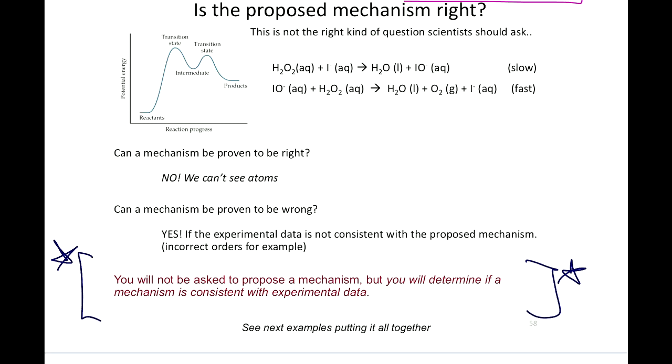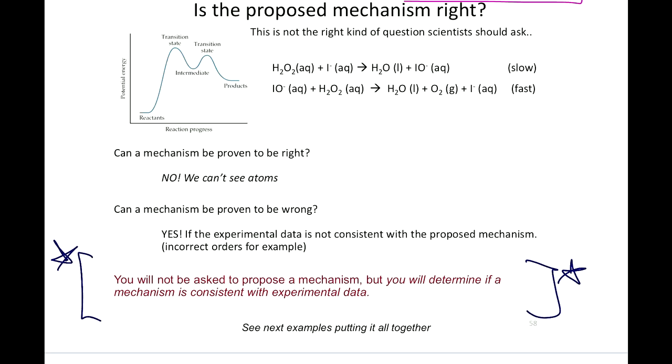So never will we ask you, is the mechanism right? That's not the right question that scientists should be asking. Instead, we say, is the proposed mechanism consistent with experimental data? Remember, how many ways did we learn rate laws? How many different ways? Three.